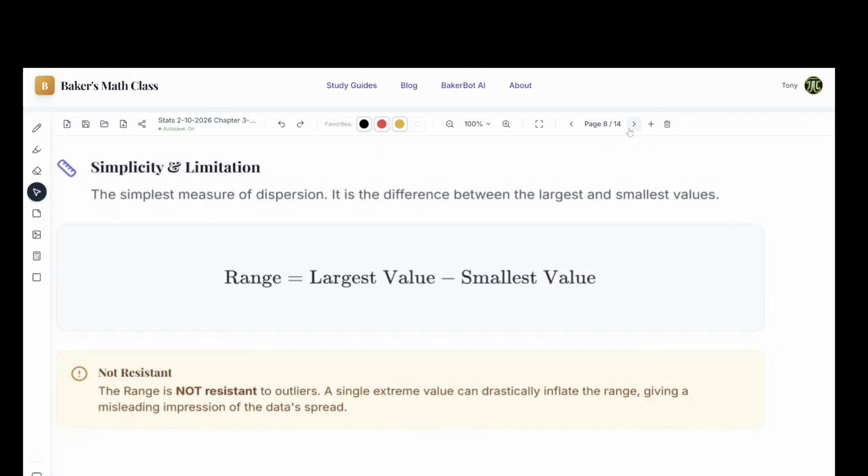Range takes the largest value minus the smallest value. It is not resistant to outliers because the largest value or the smallest value might be extremely small or extremely large. Notice it doesn't say cut out the outliers. Range is literally just the largest minus the smallest. You also need to have your data in order to do this.